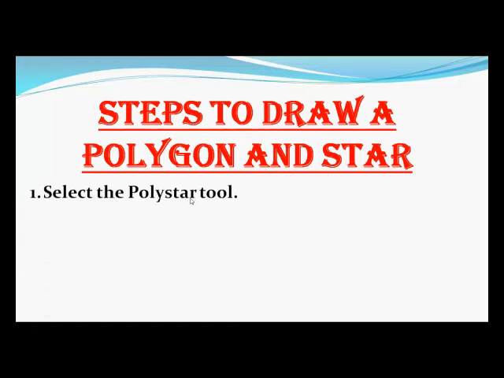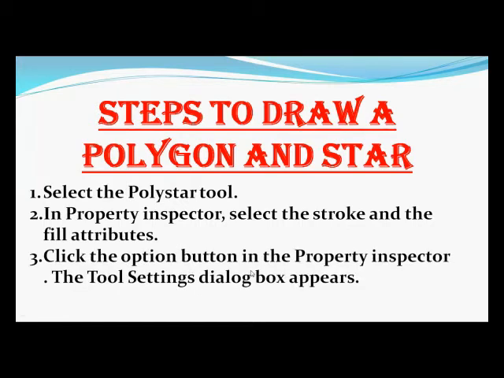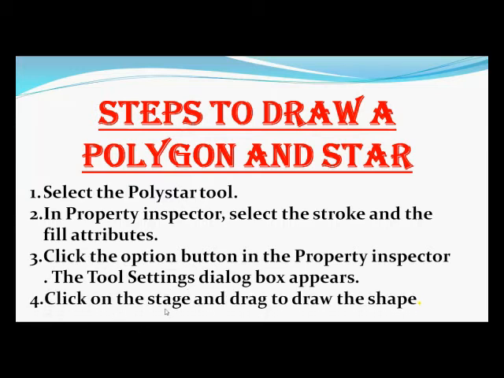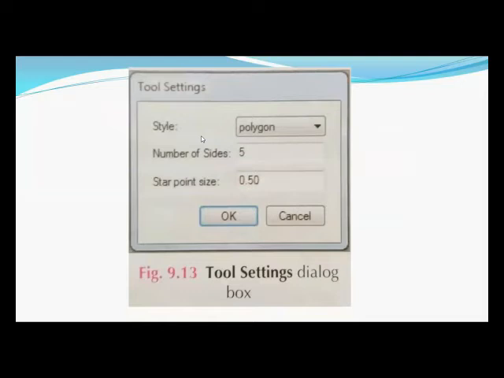Select the PolyStar tool. In the property inspector, select the stroke and the fill attribute. Click the option button in the property inspector. The tool settings dialog box appears. Click on the stage and drag to draw the shape. Now, this is the tool settings option.